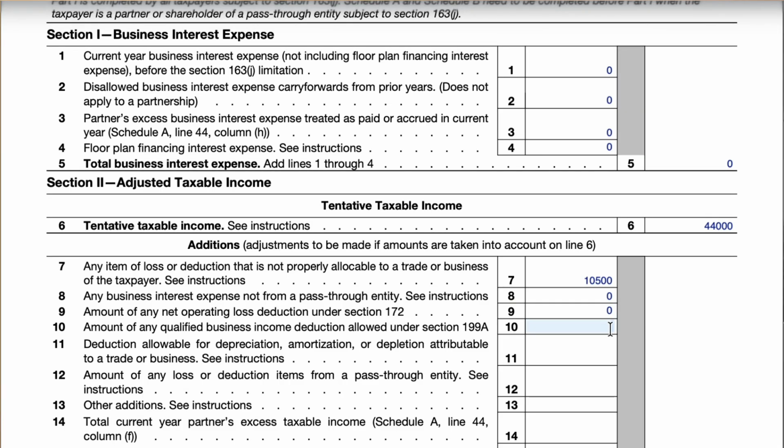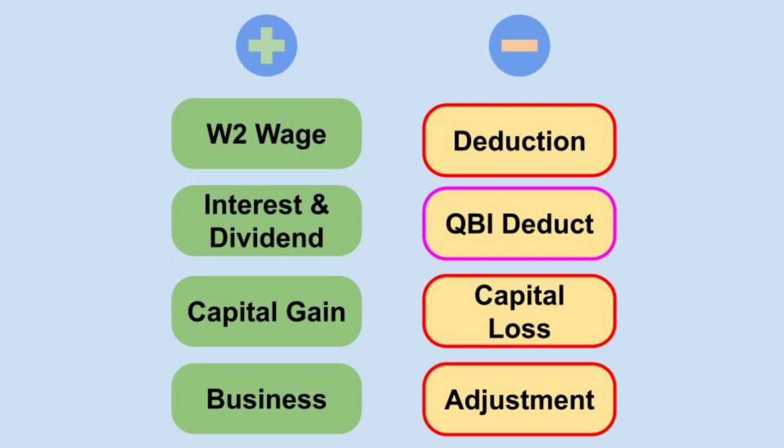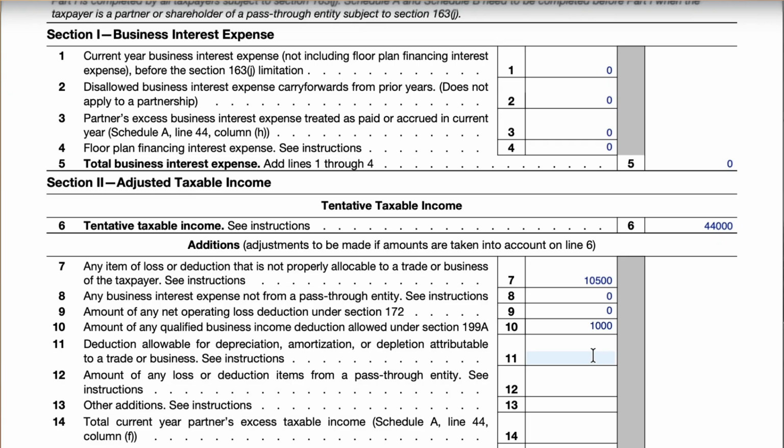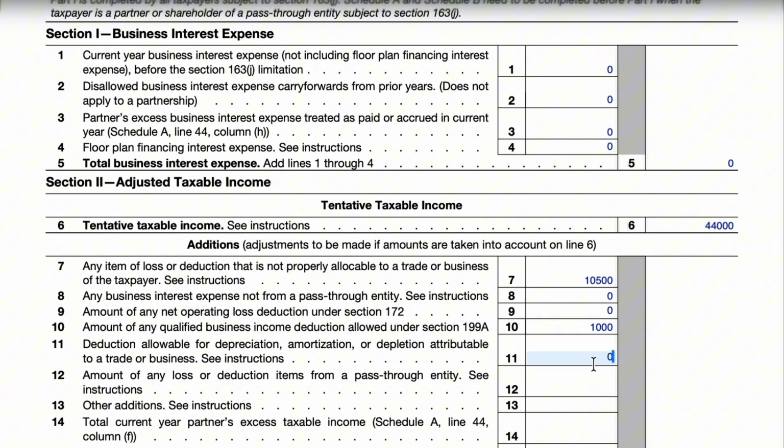Line 10, amount of any qualified business income deduction allowed under section 199A, that is your QBI deduction, if any, from 1040 line 13A. Line 11, deduction allowable for depreciation, amortization, or depletion attributable to a trade or business. We don't have any here, but if you do have a side hustle or small business, you may add depreciation into here. This is new in 2026. So for future years, make sure you follow tax bill reforms to understand the new situations.